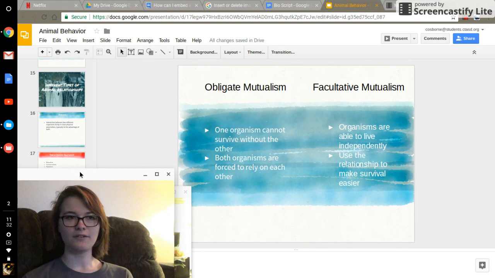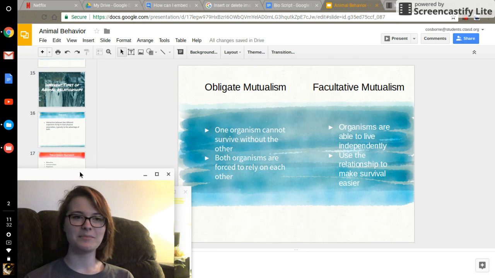Facultative mutualism is when the organisms rely on each other, but are able to live independently, and is used to make survival easier for both. An example of this would be the rhinoceros and oxpecker bird, as mentioned earlier, as both lead independent survivals but rely on each other to make their lives easier.